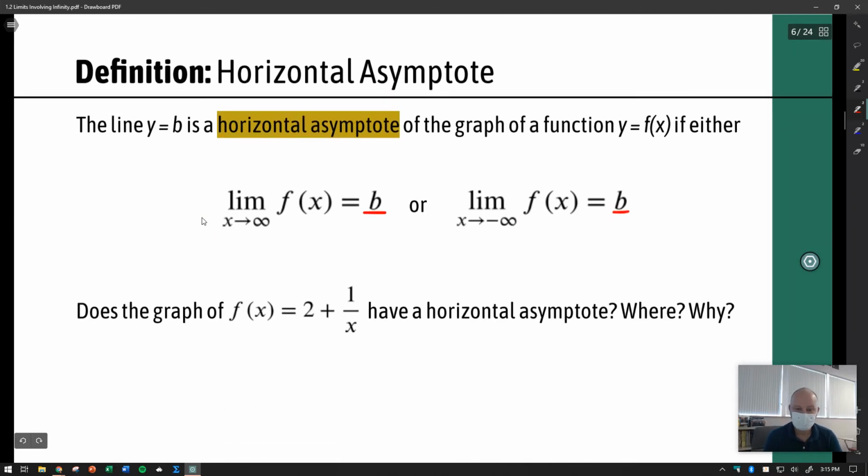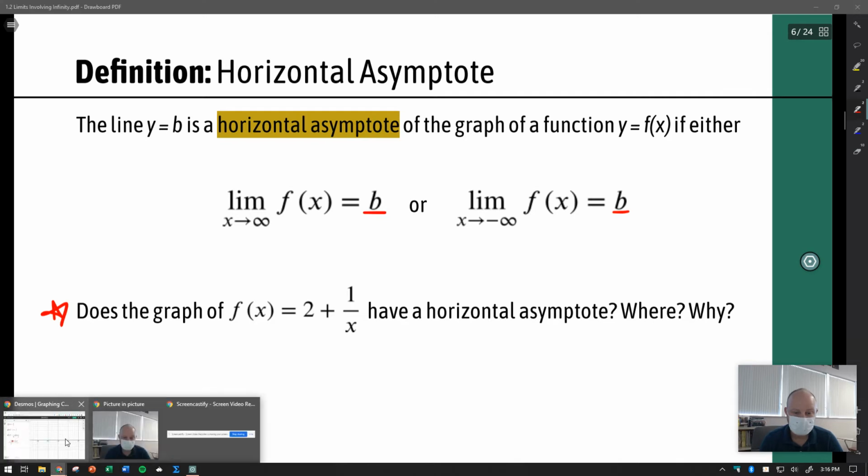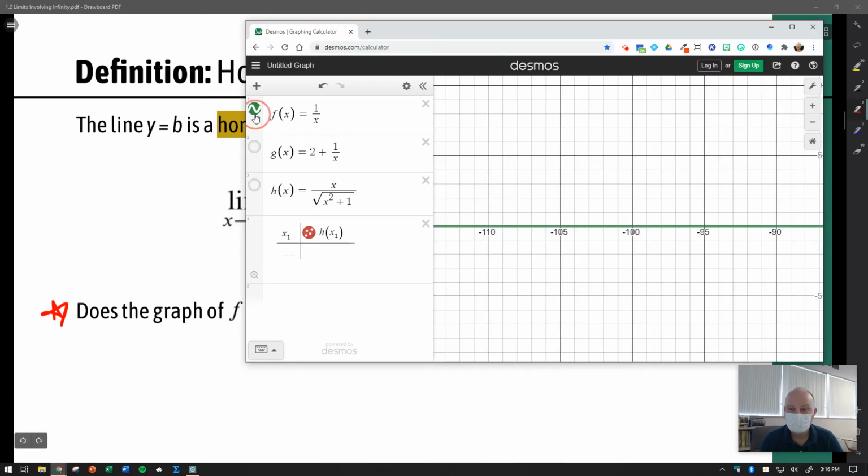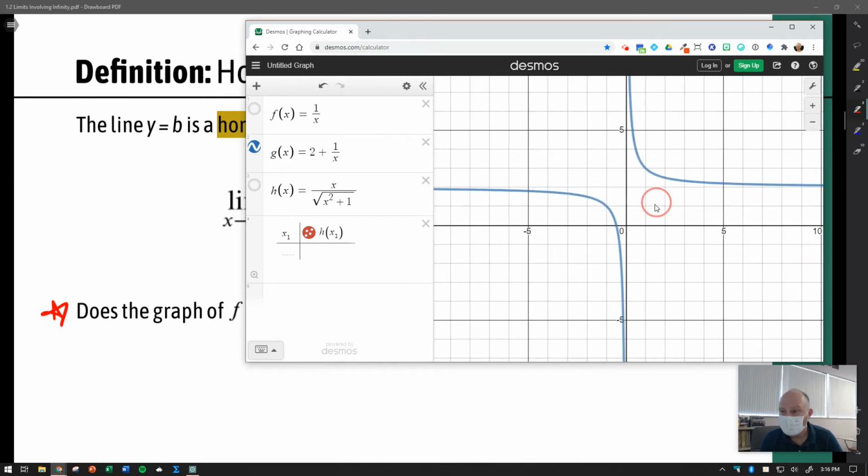And back to the question on the definition page: does the graph of f of x equals 2 plus 1 over x have a horizontal asymptote? If so, where and why? So let's go back over to Desmos and let's hide this graph. Let's go to this graph. Let's hit home.